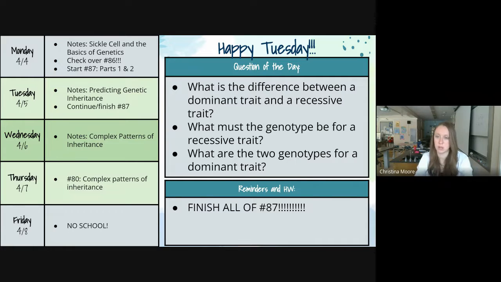First thing you need to do is answer your question of the day. What is the difference between a dominant trait and a recessive trait is your first question. Your second question is what must be the genotype for a recessive trait? And your third question is what are the two genotypes for a dominant trait? I'll give you a minute or so to answer those questions in your question of the day, and then we will go over the answers through this video.